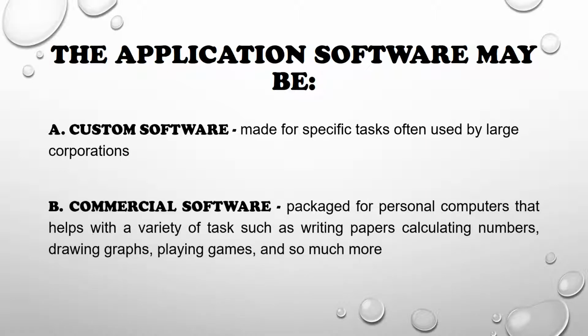Next is commercial software. It is a package for personal computers that helps with a variety of tasks such as writing papers, calculating numbers, drawing graphs, playing games, and so much more. It is also defined as software developed to be sold to consumers. An effective example of this commercial software is Microsoft.